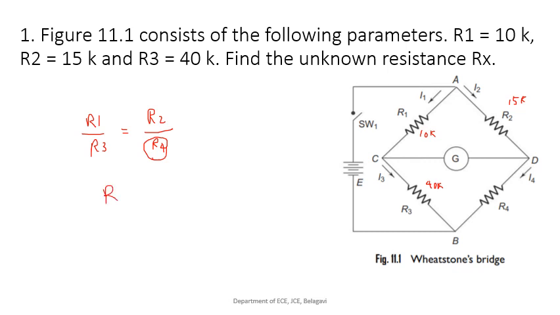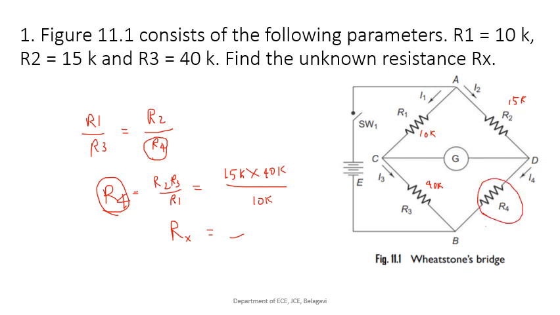So you can write R4 will be equal to R2 R3 divided by R1. This equation will help you to solve it. You have to multiply R2 and R3, which is 15k into 40k, divided by 10k. If you solve this, you will get the answer. What is the value of R4, or you can say the value of Rx. Here Rx and R4 are the same, the unknown resistance.